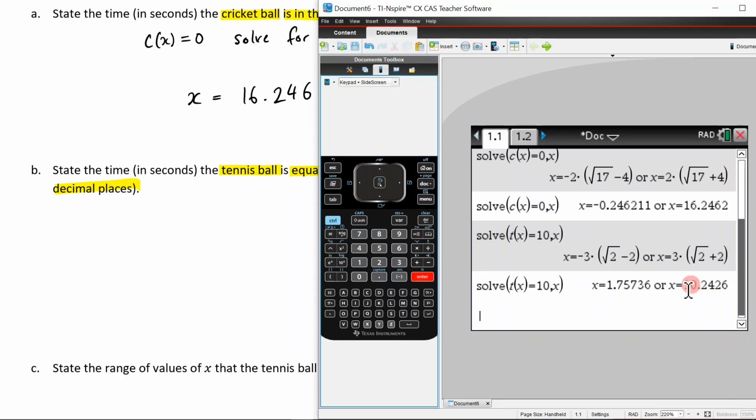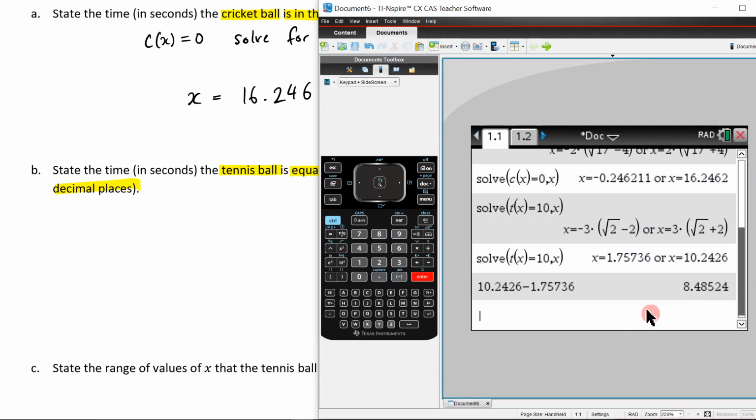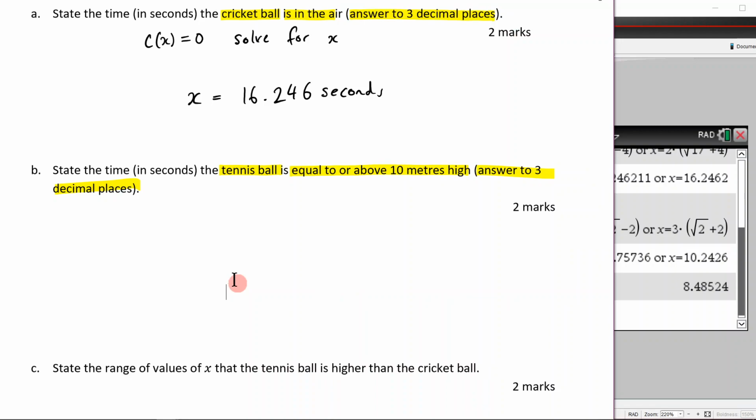We're getting these out. So now I'm taking this and I am subtracting it from this. And my answer is going to be 8.485. So that means now what we're going to do is I'm going to write down exactly what I've done here. So I have taken, let me get an actual pen or a highlighter. I've taken t of x, I've set it equal to 10, solve for x.